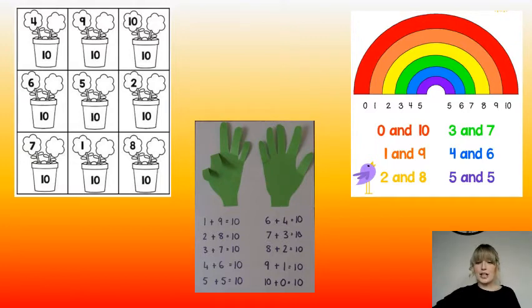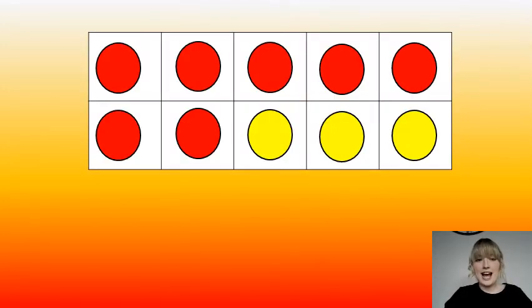We're going to go into a little bit more detail with our number sentences today, linked to our number bonds. So on the screen, I've got a 10 frame, and my 10 frame is full. So I know altogether I've got 10 counters. How many of those counters are red? Count them up for me. How many are red?